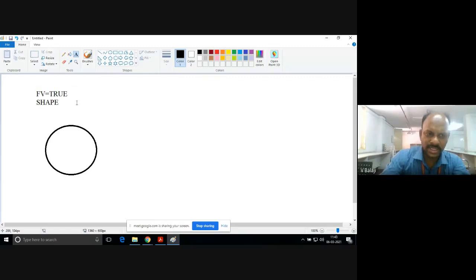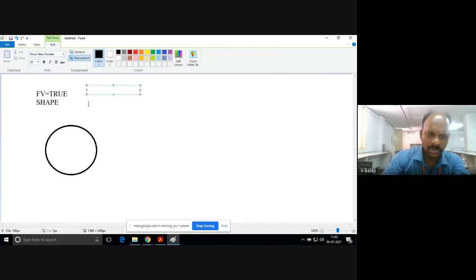The earlier method is when the true shape is the top view. Earlier method you can apply, okay? But in case of this problem, where you can see the front view as the true shape, you cannot apply that method. Now we will go by method two.